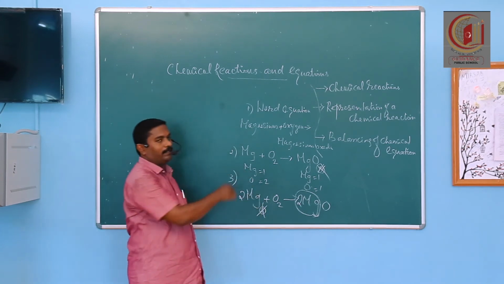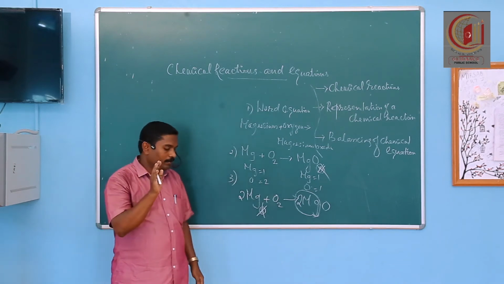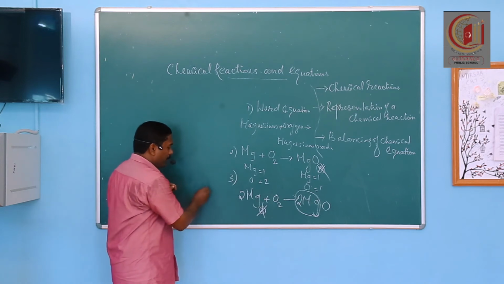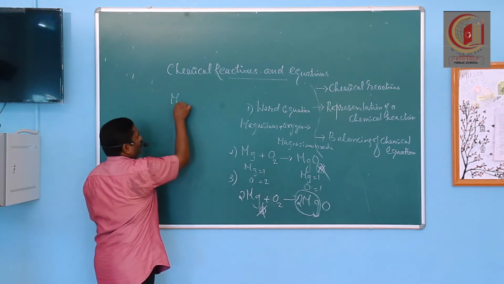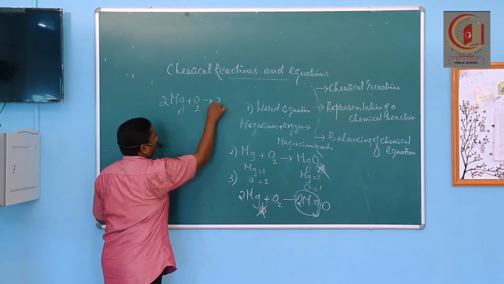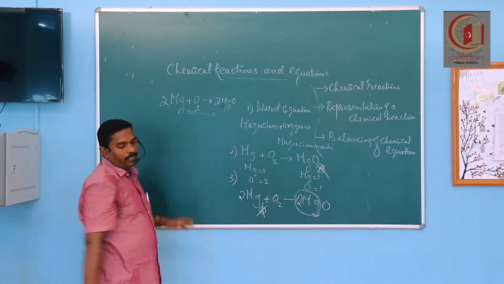Don't ask why we don't change the subscript. Magnesium is a metal, so it is always monoatomic and not diatomic. So what's the correct balanced equation? Can we rewrite it now? See, 2 Mg plus O2 gives 2 MgO. This is the correct balanced equation.